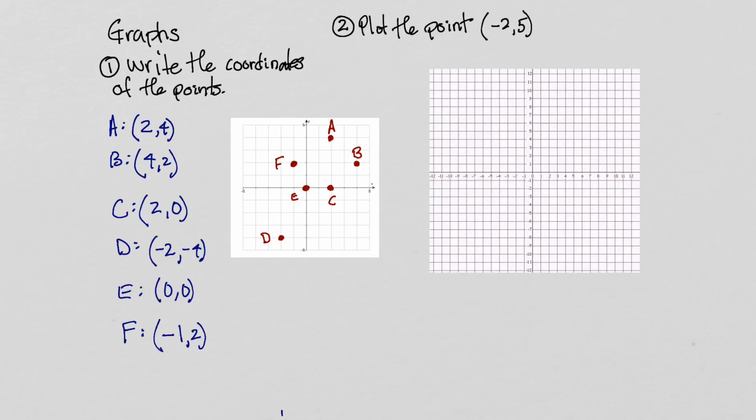So for problem 2, let's plot this point, negative 2, 5. So we're going to start at the origin. Right, let's move down here to the origin here. We're going to go to the left 2 and then vertically up 5, positive 5. So let's put a point there. To the left 2, up 5. There's our point.